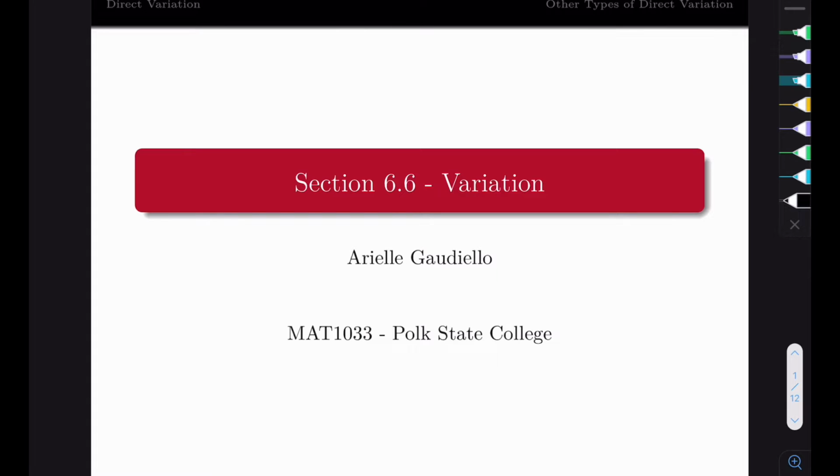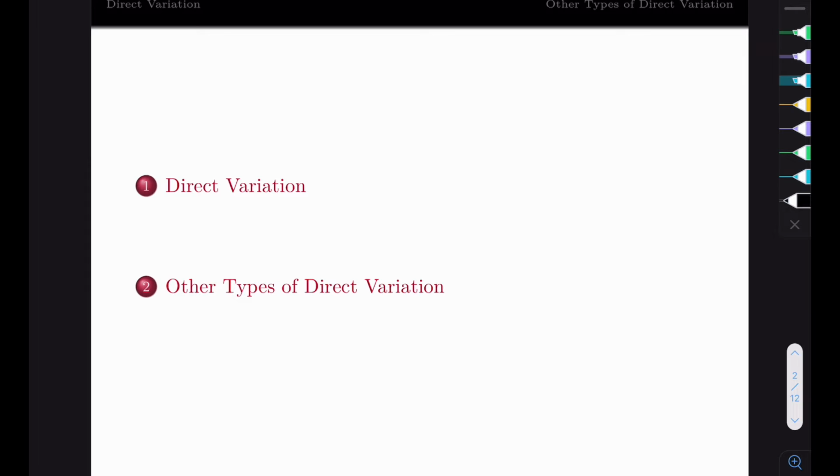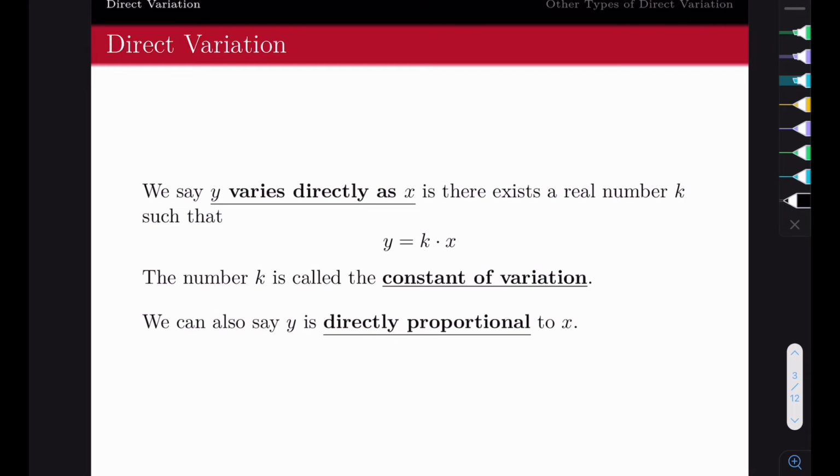Our final section in this chapter is going to be about variation. So we're going to go through two things. We're going to first start out with talking about direct variation, and then after we get familiarized with that, we'll talk about other types of variation. So first and foremost, the reason that this section kind of pops up in the same unit is because variation is very similar to proportional, at least in the direct case.